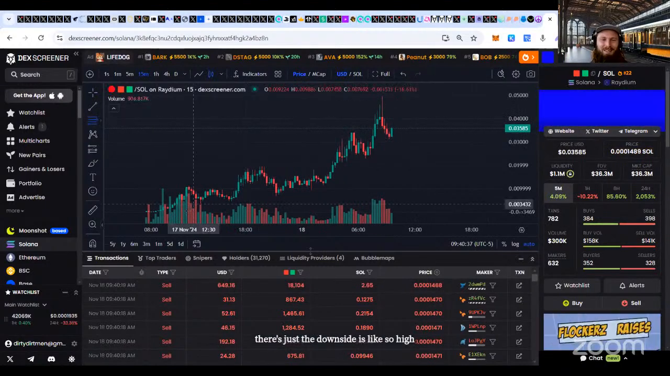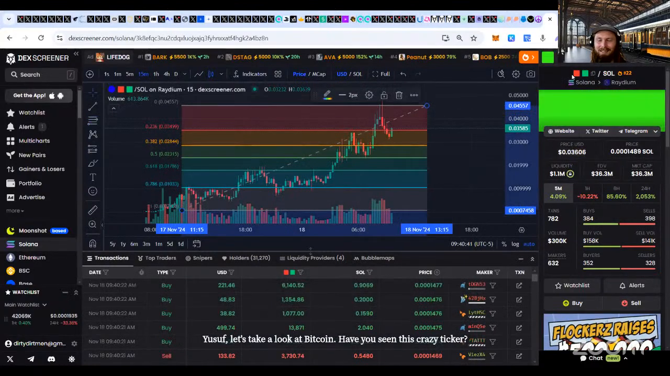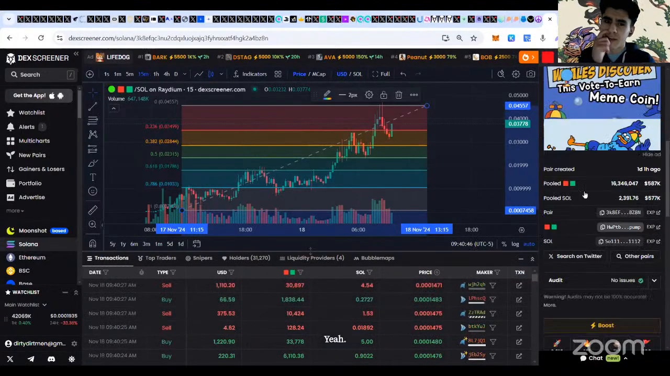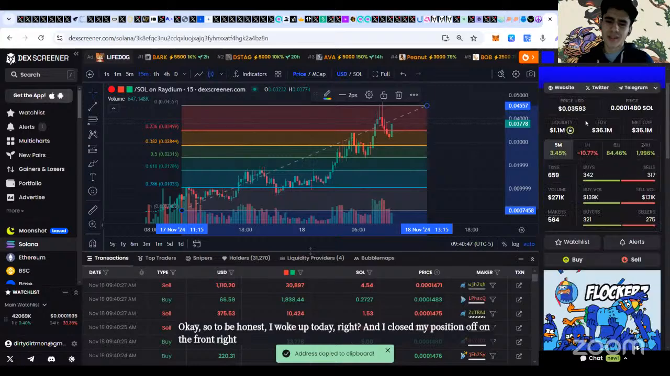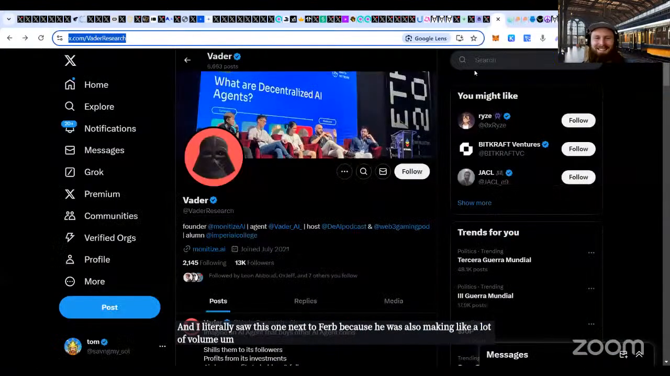Yusuf, let's take a look at this coin. Have you seen this crazy ticker? Okay, so to be honest, I woke up today and closed my position on Fur. I literally saw this one next to Fur because it was also making a lot of volume. But I didn't actually buy it.